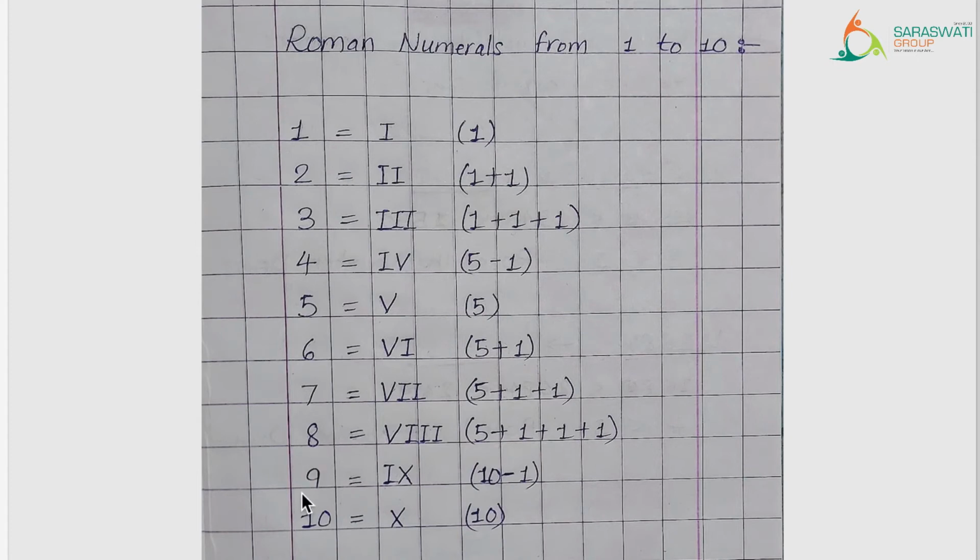Then Roman numeral for number 9. So over here we have I followed by X. First smaller numeral then a larger numeral. So I's value 1 will be subtracted from X's value, from 10. So 10 minus 1 is equal to 9. Then we already know that X has the value 10. So Roman numeral for 10 is X.